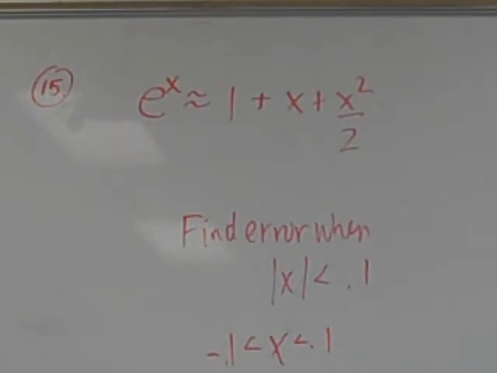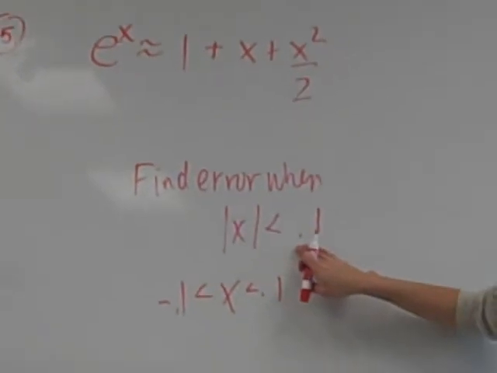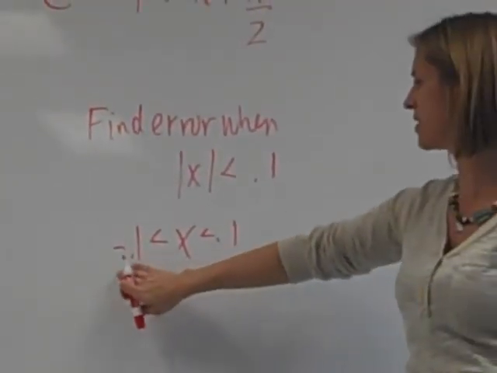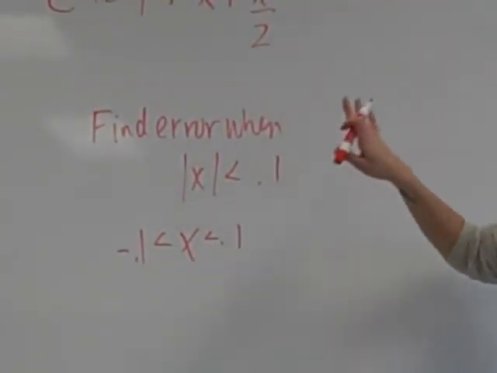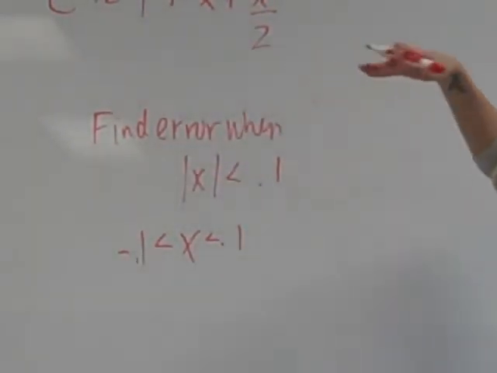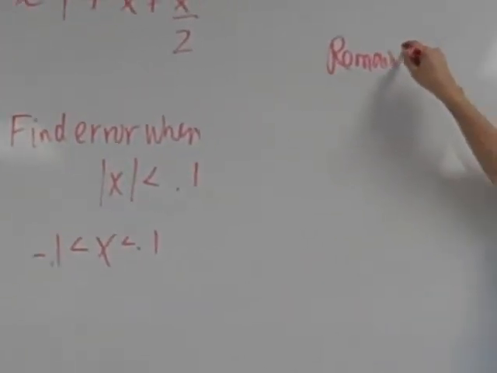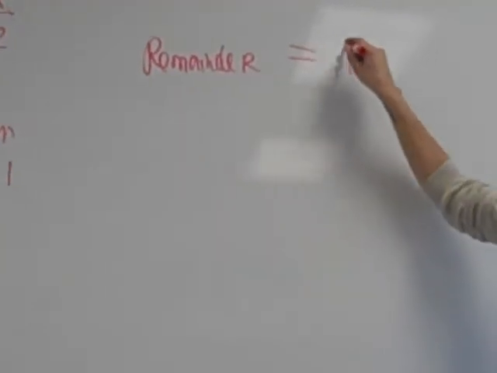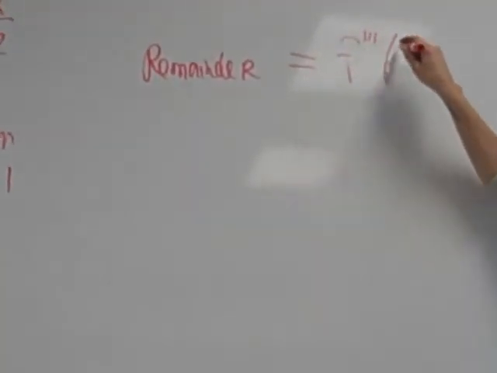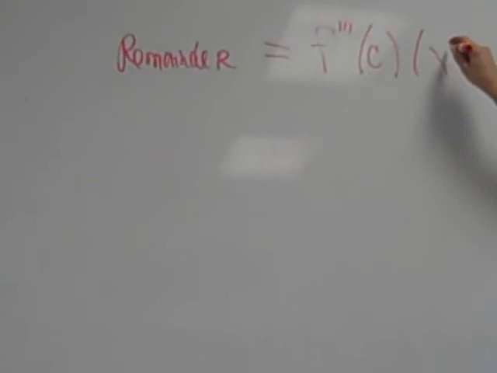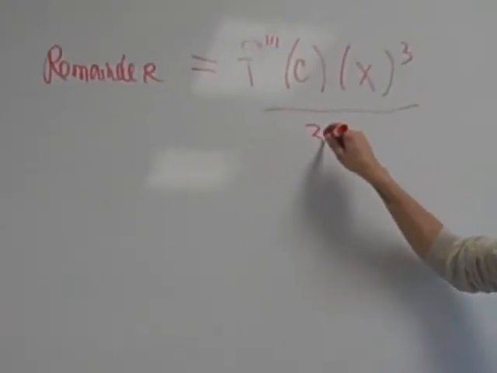This is the exact problem we did in class, except we didn't use e to the x. This is asking for the same thing: find the error when the absolute value of x is less than 0.1. So what you need to know is, what degree series do we have? 2. So my remainder, when I use that formula, is going to be the third derivative at c times x to the third over 3 factorial.